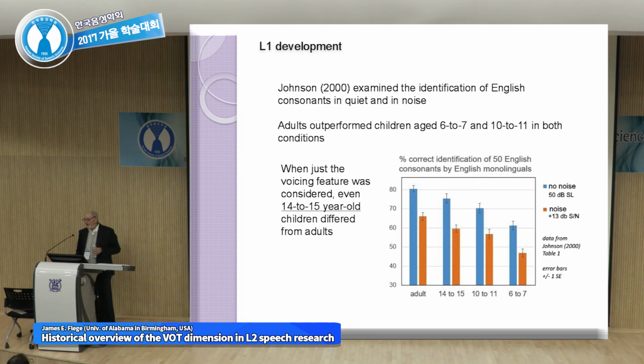Johnson examined the identification of English consonants in quiet and in noise. Adults outperformed children aged 6 to 7 and 10 to 11 in both conditions. When just the voicing feature was considered, even 14 to 15-year-old children differed from adults.